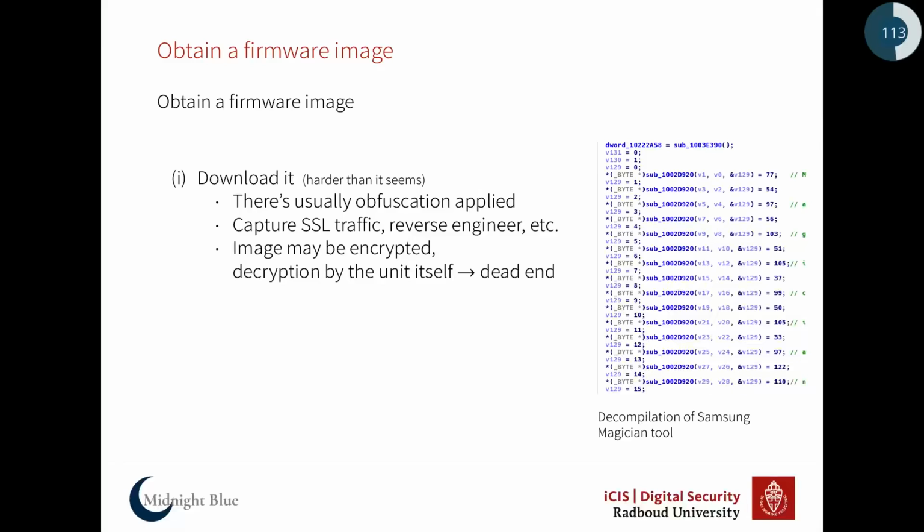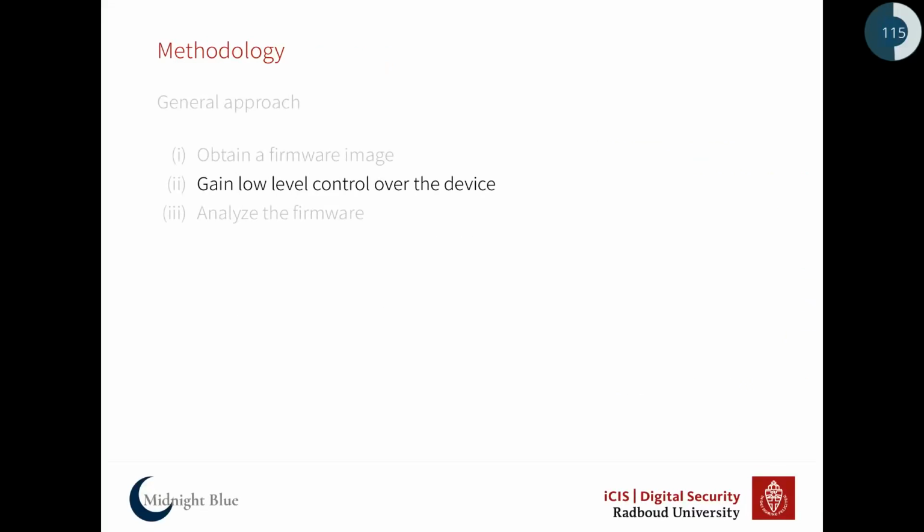And the image itself may also be encrypted. If the decryption is performed on the unit itself, then that's a dead end because you don't have the keys. If it's done on the host PC, then obviously you can perform the decryption yourself. So in that case, you have to pull the firmware from RAM via JTAG, for example. But it's not a given that that's available. So yeah, let's take a deeper look into that.